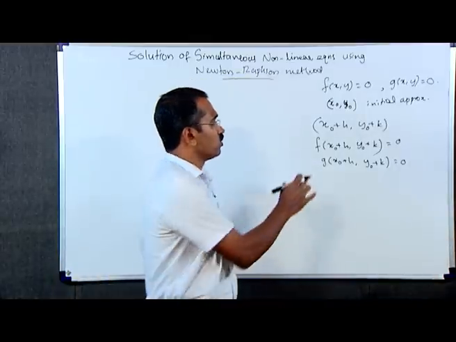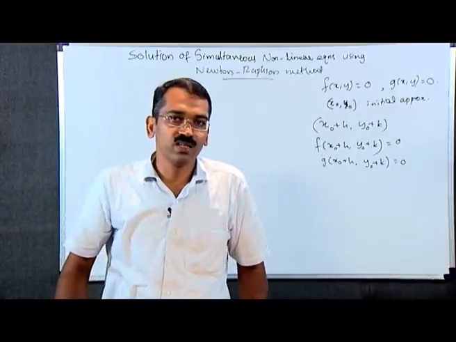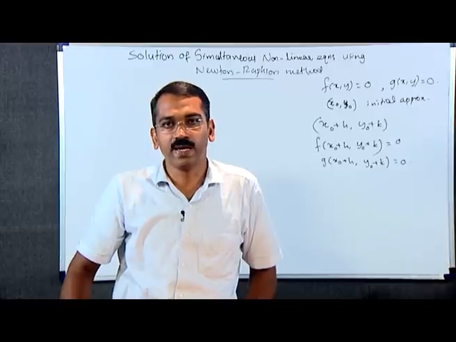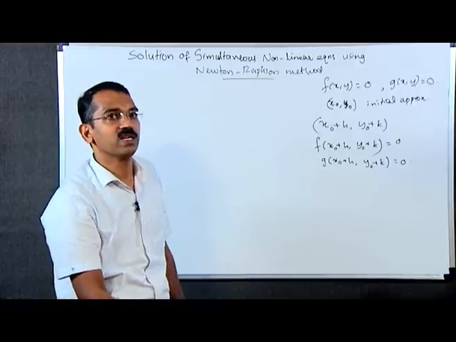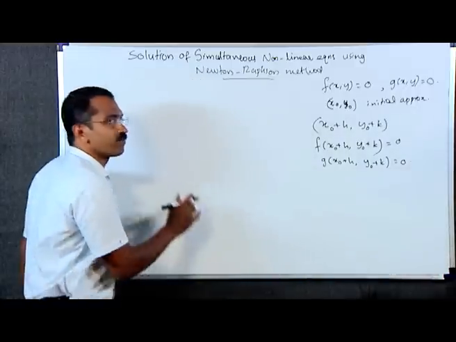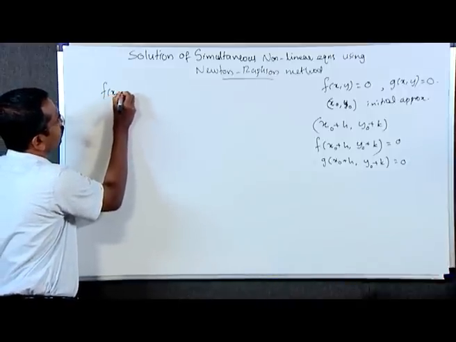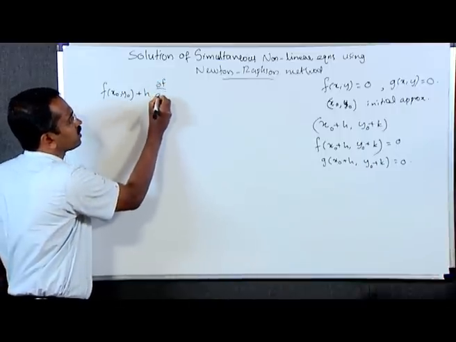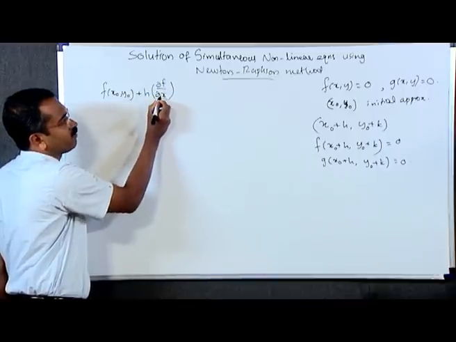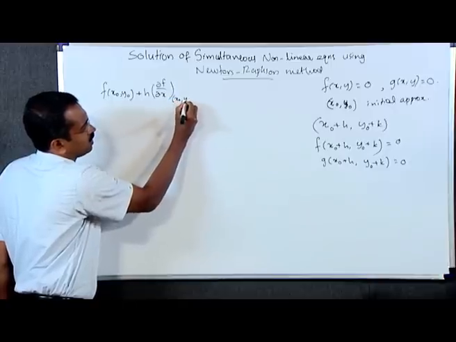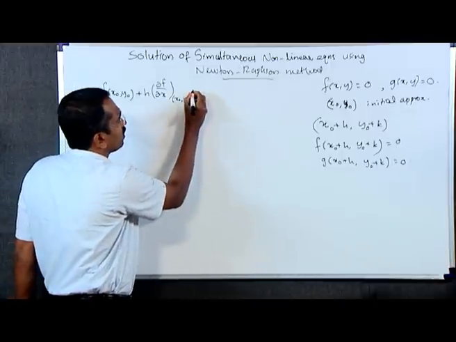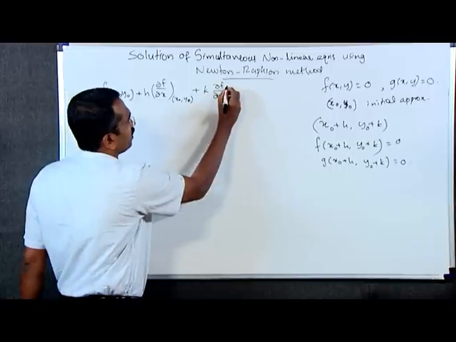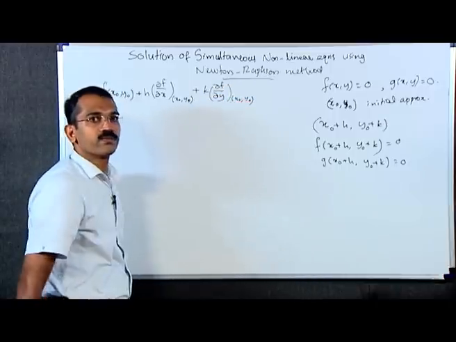Expanding these two, that is f and g, using Taylor series for a function of two variables and neglecting h square, h into k and k square terms, and also the higher degree terms, we can write f(x0, y0) plus h into the partial derivative of f with respect to x at the point (x0, y0), that is at the initial approximation, plus k into the partial derivative of f with respect to y at the point (x0, y0). This is equal to 0.